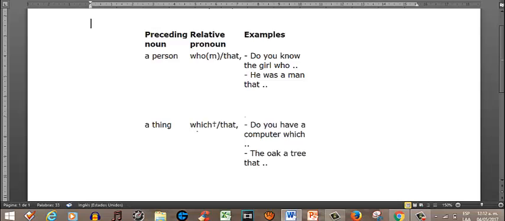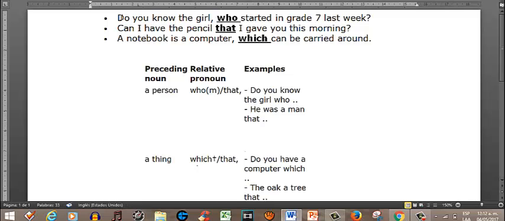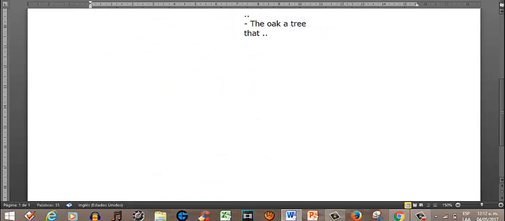For example, let me give you an example about what relative clauses are. The topic is called relative clauses. Let me put it over here. Relative clauses. So let me put another example.